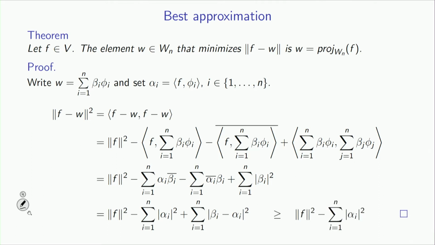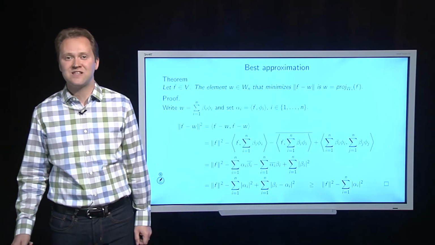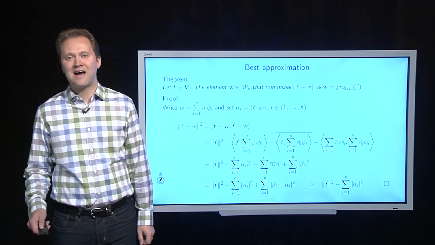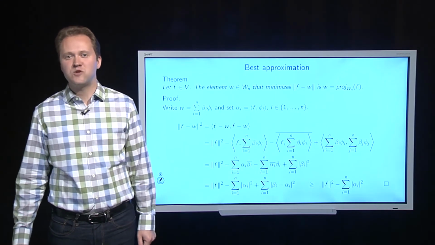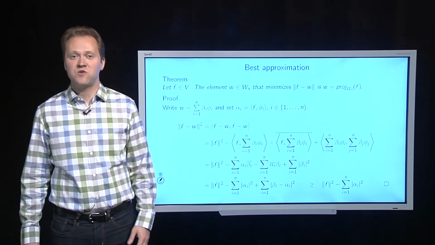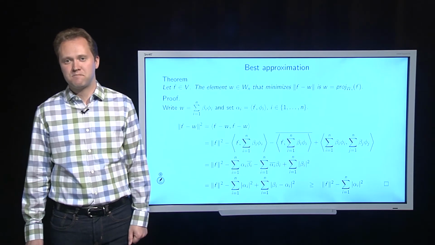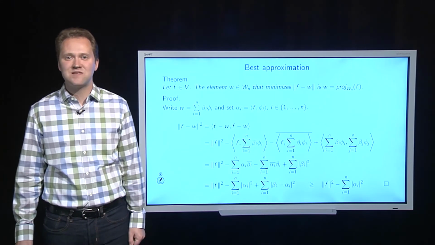So in fact, you have an inequality. When you choose the beta i's equal to alpha i's, you get just the norm of f squared minus that sum of the alpha i's squared. Okay? With equality only when the beta i's are selected as the alpha i's. But note that that choice forces you to select the beta i's as the inner product between f and the ith basis vector, which is exactly the definition of the projection. So w has to be the projection of f onto your subspace. Aha! So that completes the theorem. You have proven that the projection is the best approximation.